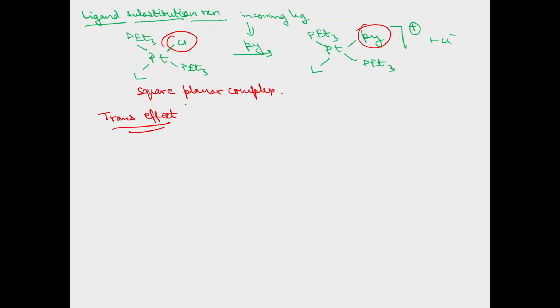Okay. So here, the different ligands which are given in the question are H minus, CH3 minus, PH minus, and the other one is Cl minus. So all these ligands have different trans-directing property.